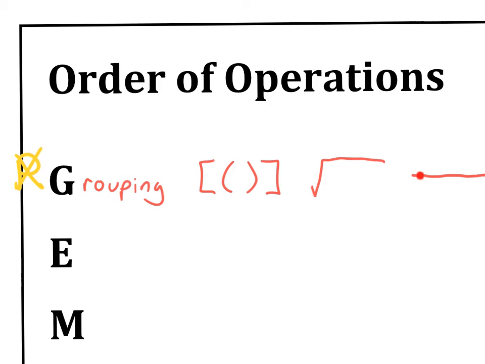And it could also be the fraction bar, the numerator on top, the denominator on the bottom. Each one of those is a separate group. This does have a name, if you didn't know, called the vinculum. So next up is exponents.